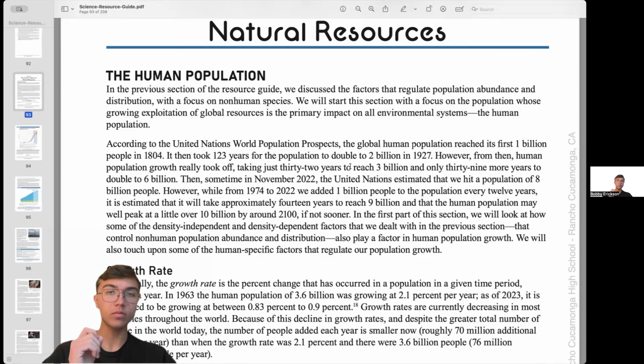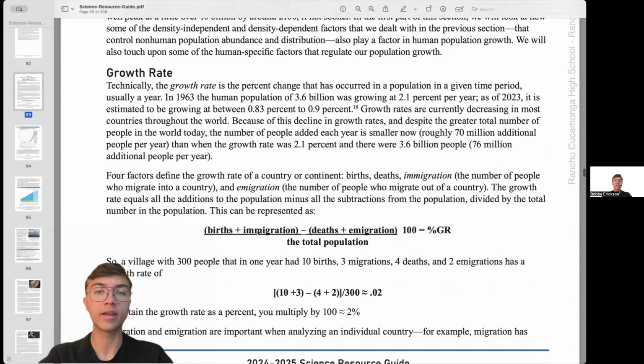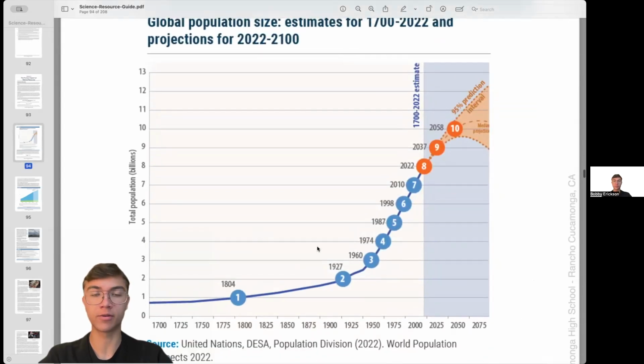So we first need to look at the human population as a whole and how big it is and how that might have an impact on the Earth. If we take a look at the United Nations World Population Prospects, we can see that the human population first reached 1 billion in 1804. So we can go ahead and look at this chart here, which is going to be really useful.